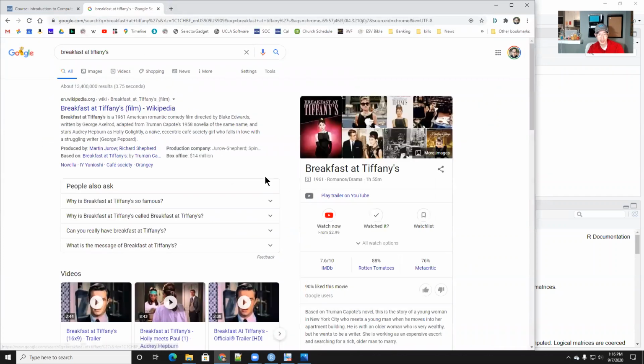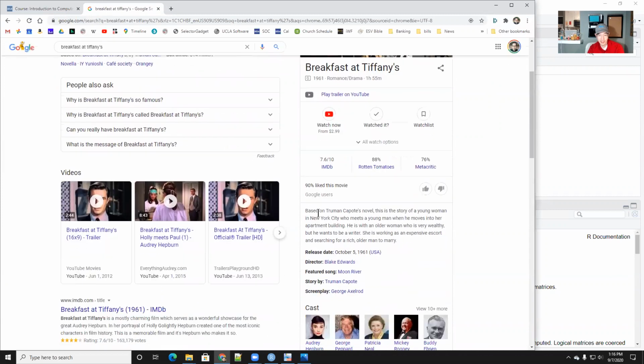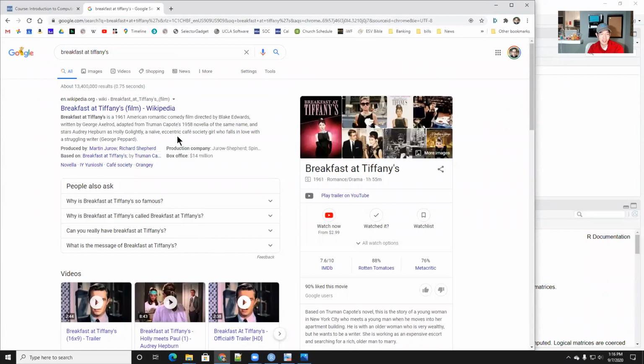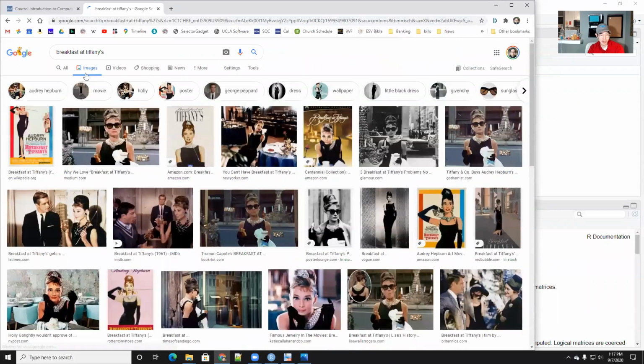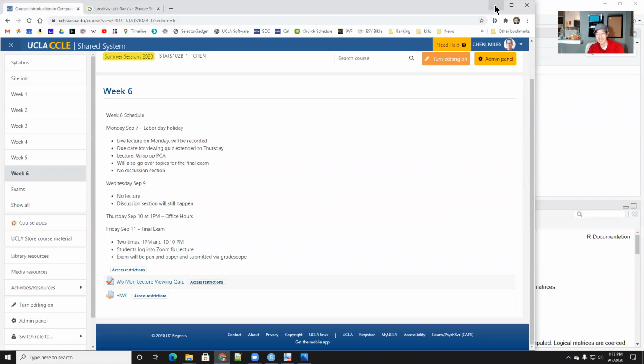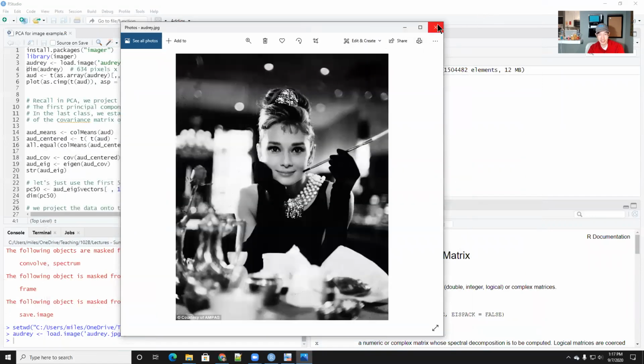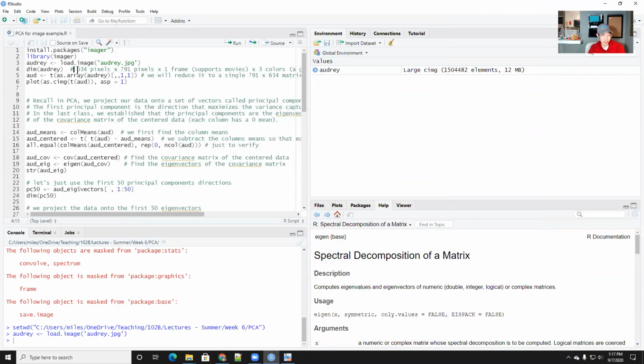1961 film with Audrey Hepburn, written by Truman Capote. One of the famous images is her at this restaurant with kind of a smoking stick. So this is it. It's 634 pixels by 791 pixels.